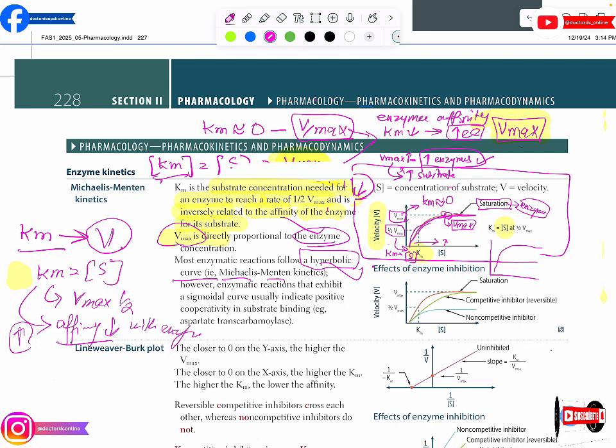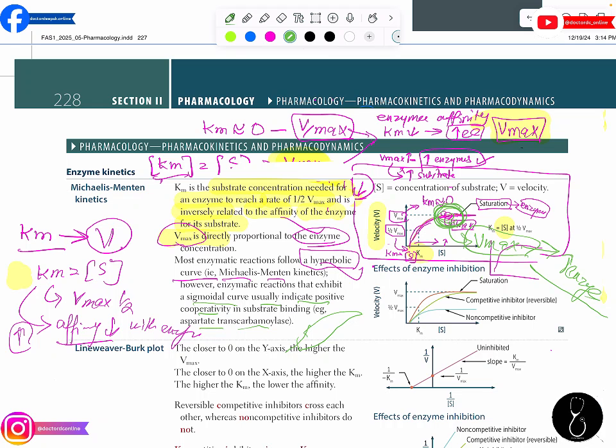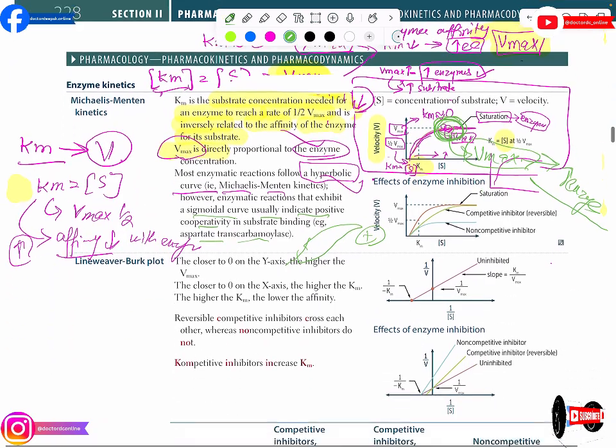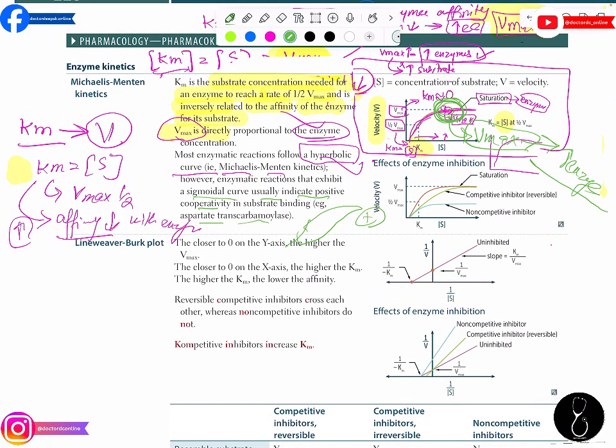And in a hyperbolic curve, there will be one point where the curve will be flattened, and that point will be Vmax. And Vmax is only changed if you increase the concentration of enzymes. However, enzymatic reactions that exhibit a sigmoid curve usually indicate positive cooperativity in substrate binding, like aspartate transcarbamylase. In these cases, you get a sigmoid curve like that, indicating positive cooperativity.